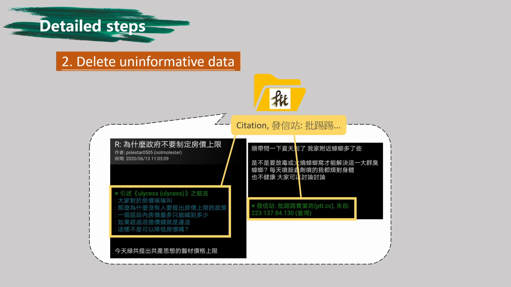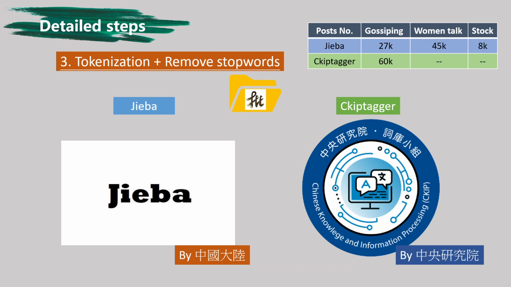The third step is word tokenization and stop words removal. In this process, we use 2 different text segmentation methods, Jieba and CKIP, made in China and by Academia Sinica, aka 中央研究院, respectively. For your information, the table on the upper right corner shows the number and the source of posts that we use for testing Jieba and CKIP. We will compare the results done by both methods in the evaluation part later.